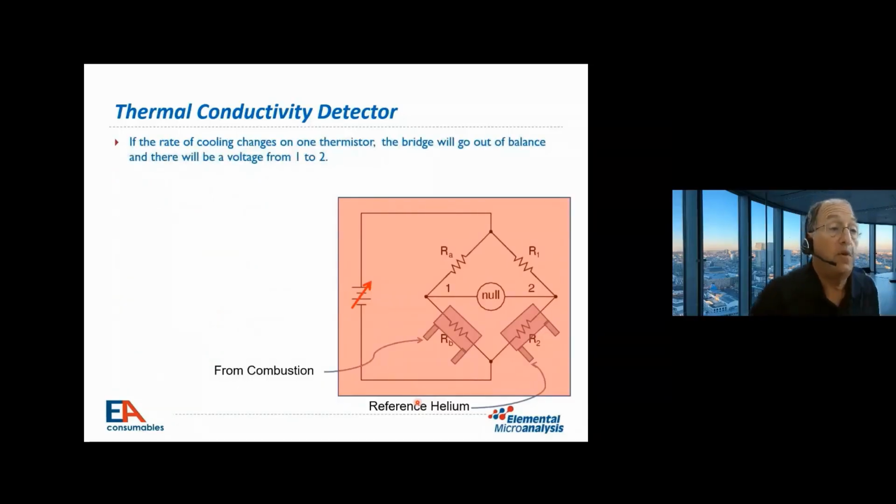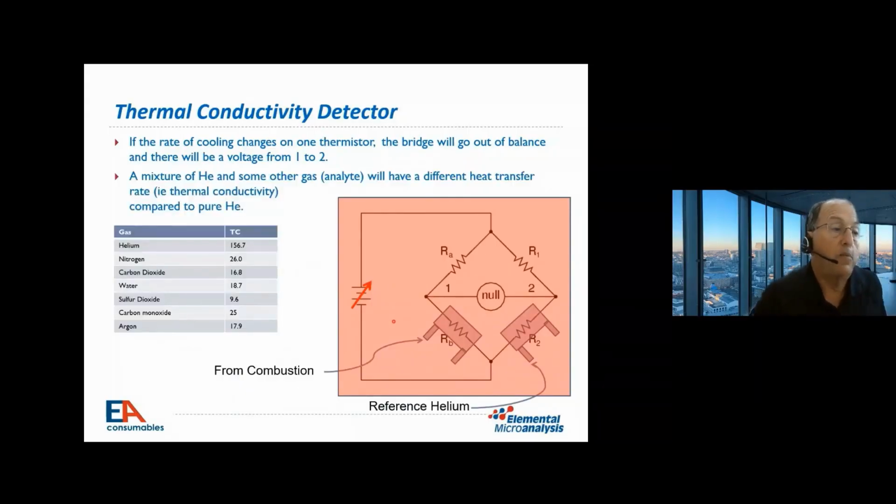Now, if the rate of cooling changes on one thermistor, from the combustion tube actually, the bridge will go out of balance and there will be a voltage that we can measure between 1 and 2. And when you have a mixture of helium and some other gas, which is our analyte, it'll have a different heat transfer rate compared to pure helium. So this is showing here the thermal conductivity of helium, 156.7, is vastly different from the different forms of gas that we use for our analyte purposes. In the case that we're looking at here, nitrogen 26, CO2 at 16.8, much different than the helium.